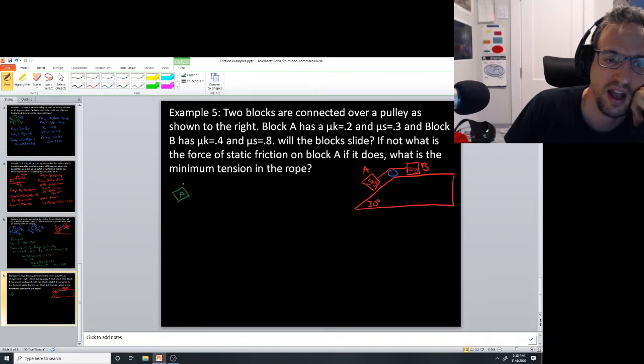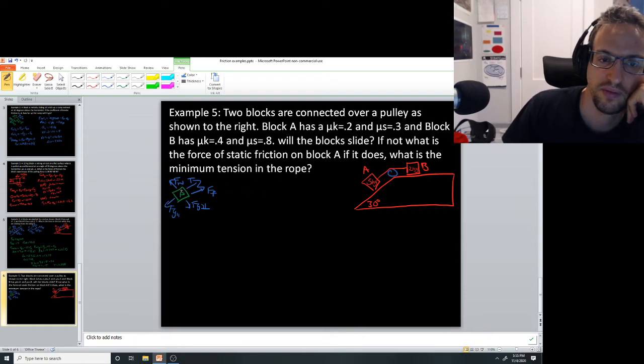So at the 5 kilo, we got block A. It has FG parallel, FG perpendicular, normal force, tension, and we can figure out the force of friction is back this way. I don't know if it's static or kinetic yet. And then on block B, we've got normal force, FG, tension, and force of friction.